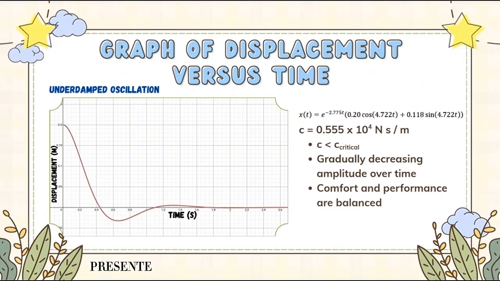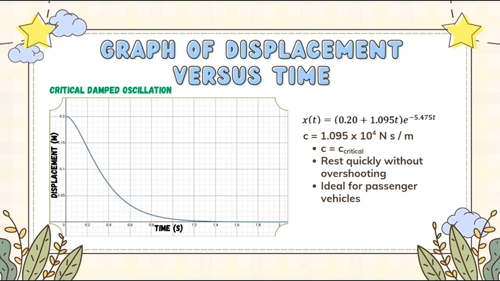Hello, my name is Ifa and I will present and interpret the result of our simulation. For the underdamped case, c equal to 0.555 times 10 to the power of 4 Ns/m, the system oscillates but with gradually decreasing amplitude. This behavior is common in real suspensions where comfort and performance are balanced. In the critically damped case, with c equal to 1.095 times 10 to the power of 4 Ns/m, the system returns to rest quickly without overshooting. This is ideal for passenger vehicles that prioritize comfort.